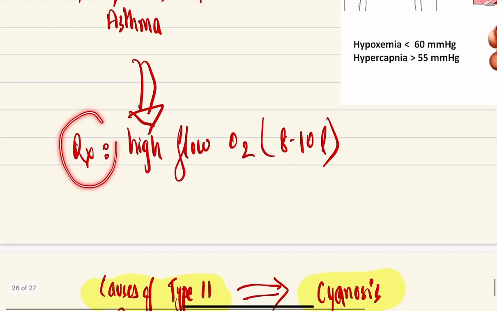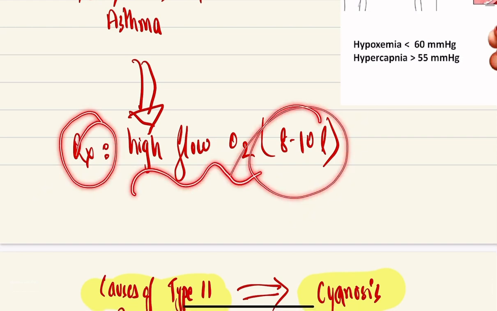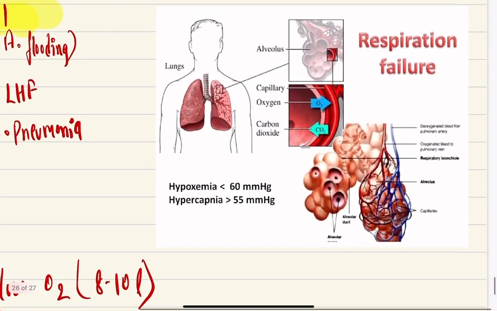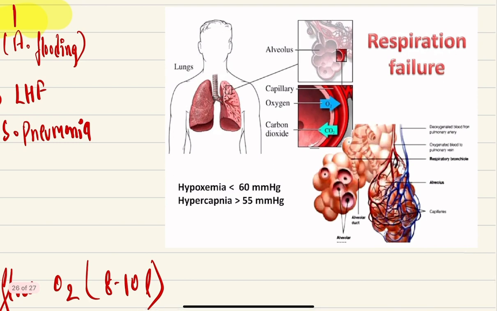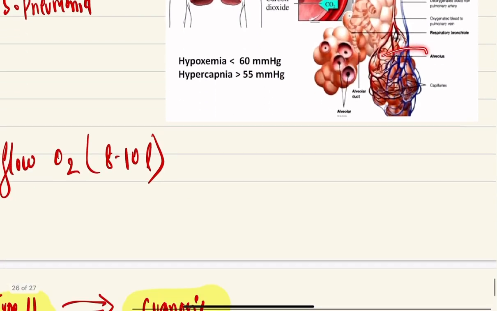The treatment is high flow oxygen, about 8 to 10 liters by face mask we can give. So we can say respiratory failure is hypoxemia less than 60 mm of Hg, and hypercapnia more than 45 or 55 mm of Hg. The alveoli get destructed there.